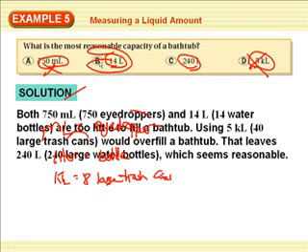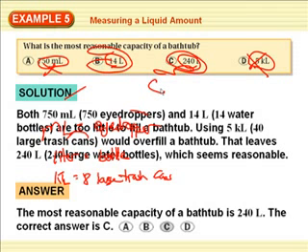14 is too little. 5 would overfill it, so 240 it is. I guess that makes sense to me, 240. So it would be C. See, even I get the problems wrong sometimes.